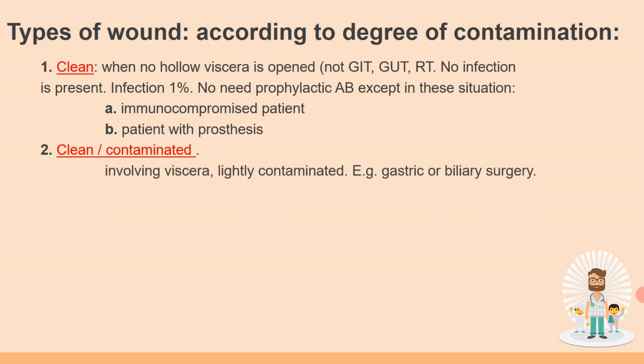Second is the clean contaminated. What do we mean by clean contaminated? What do you think? Clean contaminated is a wound involving viscera and lightly contaminated. For example, gastric and biliary surgery. Like when we do intra-abdominal surgery for any reason, appendectomy, cholecystectomy, whatever the operation was. If we open viscera, if we open internal hollow organs, we have made a clean contaminated wound. This is not the wound that presents to the emergency department. Remember, this is not the wound that presents to the emergency department. This is the wound made by the doctors during an intra-abdominal operation. Okay? Here the infection rate is 2 to 5%, and this patient needs prophylactic antibiotic.